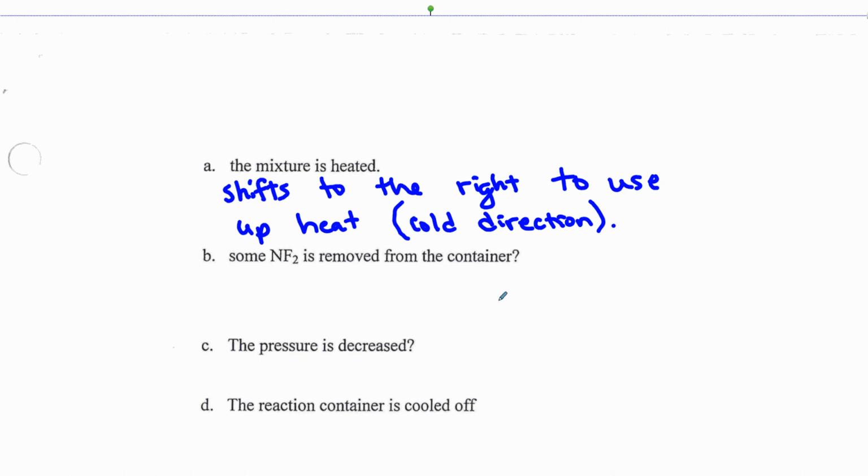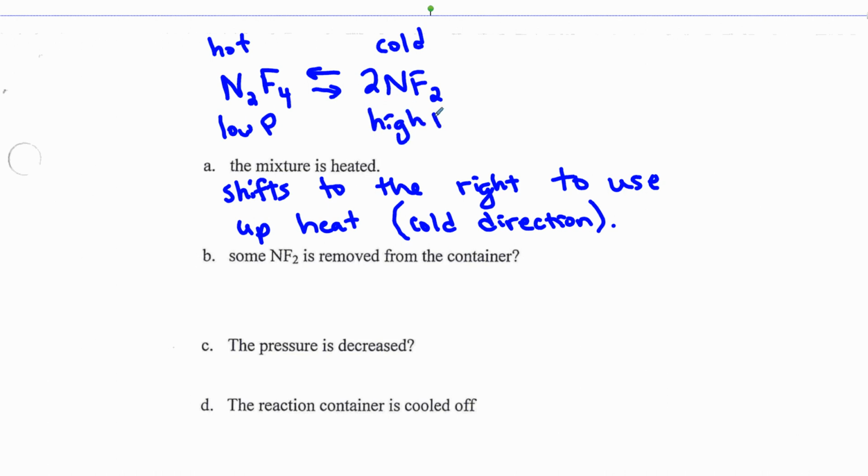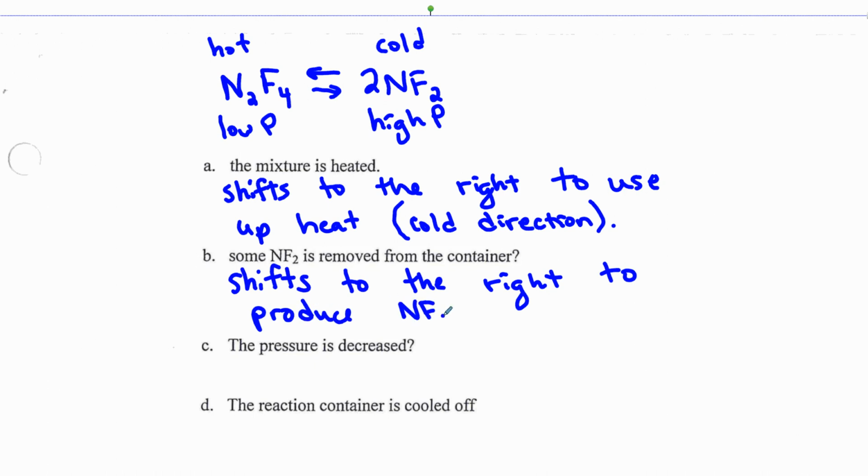Then some NF2 is removed from the container, so a decrease in NF2. I'm just going to write the reaction up here so we don't have to keep flipping back. And we had cold, hot, low pressure, high pressure. So we've got less of this NF2, so we want to shift to make more of it, right? So we need to shift to the right to produce more NF2. We want to counteract that change.